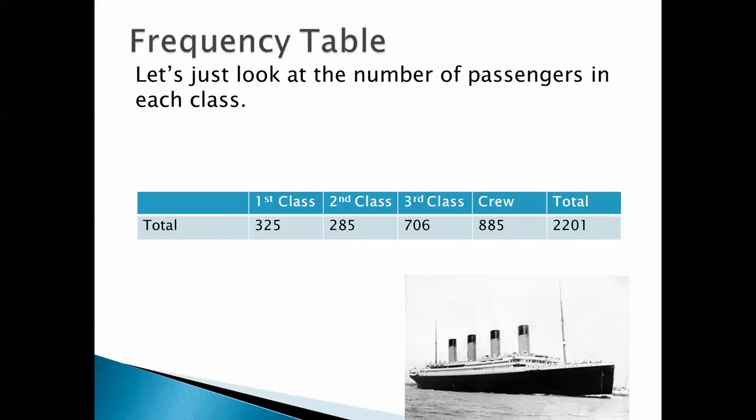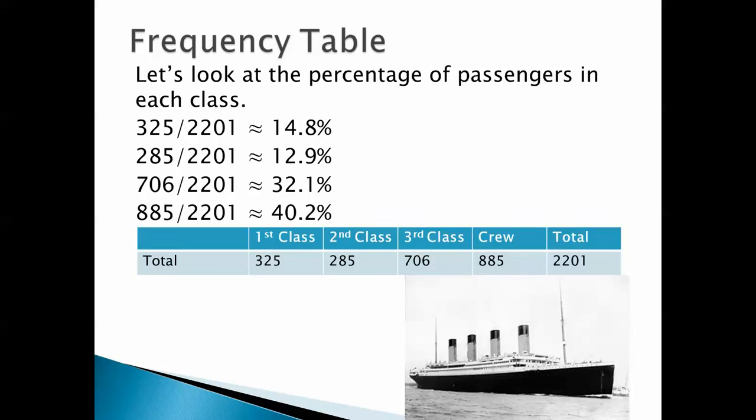Now let's just look at the number of passengers in each class. Okay, overall, 325 in first class, 285 in second class, etc. Makes up a total of 2,201 passengers. There's some dispute about how many passengers there are. Some have it a little higher, some a little lower.